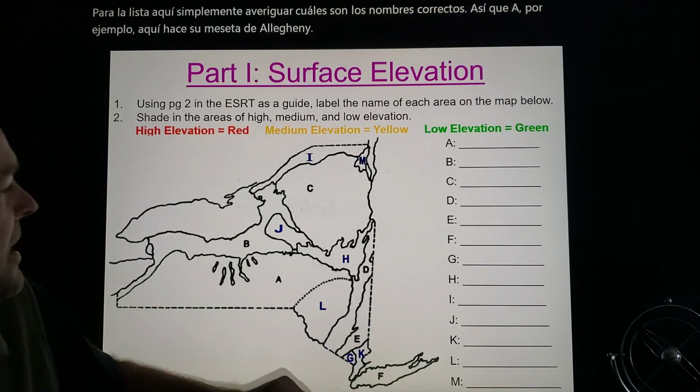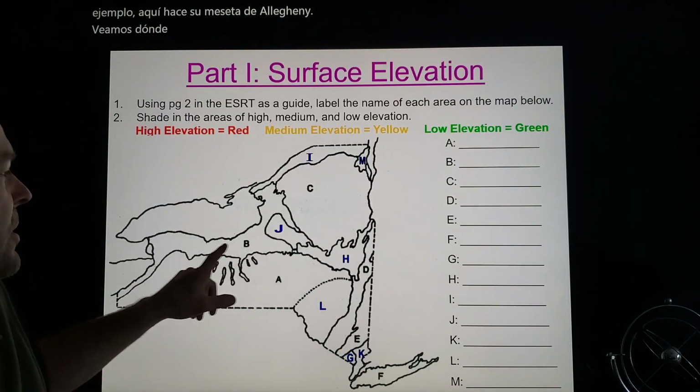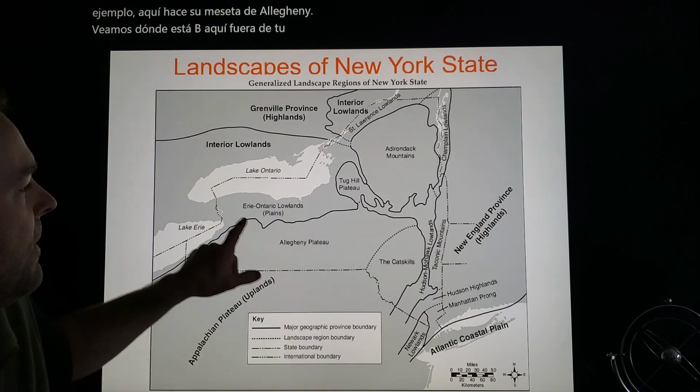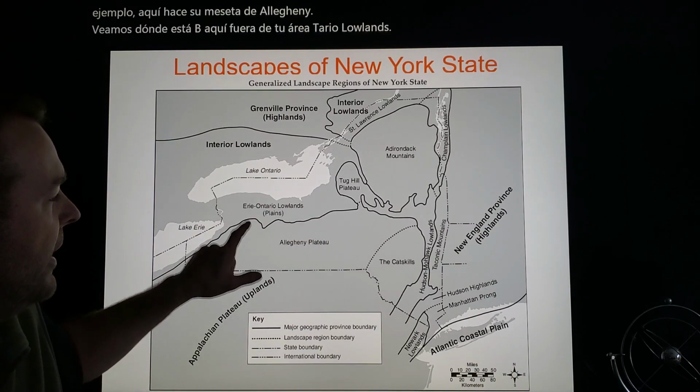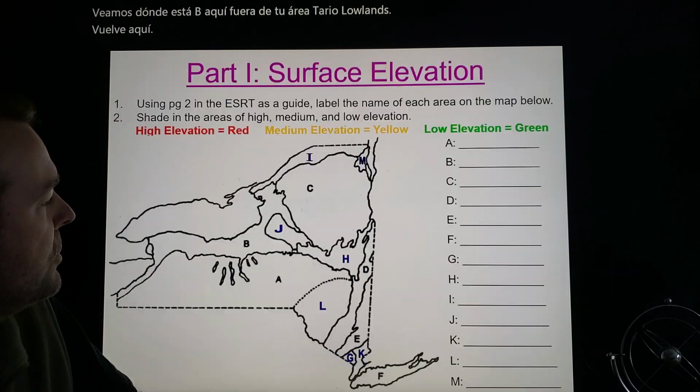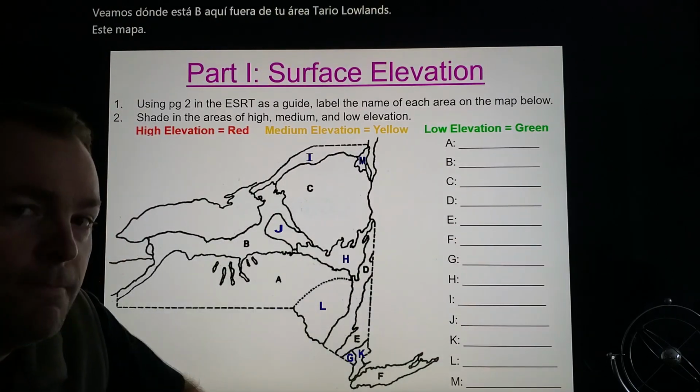Let's see, where's B right up here? B, that would be your Erie, Ontario lowlands. Now, where am I getting that from? Well, you got to go back to here, right? Erie, Ontario lowlands, Allegheny Plateau, and you had to relate this map to this list here.